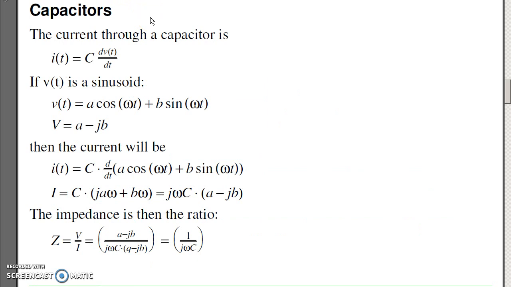Now let's look at a capacitor. For a capacitor, I equals C dV/dt. If the voltage is a sinusoid, in phasor form it'll be A minus JB. The current is C times the derivative of voltage. The derivative of cosine is minus sine. The derivative of sine is cosine. Doing some algebra, in phasor form, the current is J omega C times A minus JB. See the lecture notes for more detail on that. The impedance then is just voltage over current. The A minus JB cancels, and I'm left with 1 over J omega C. So the impedance of a capacitor is 1 over J omega C.